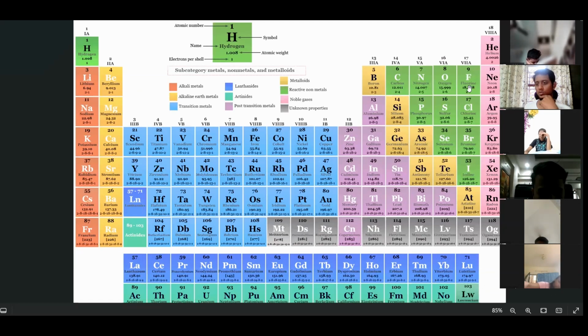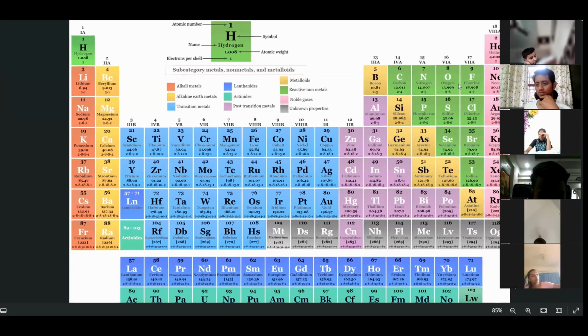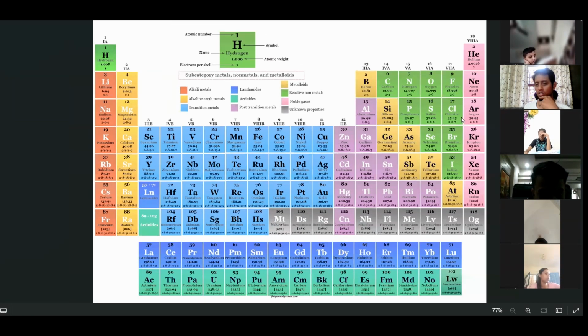Then going to group 7. Group 7: fluorine, chlorine, bromine, iodine, astatine. Till there. And then group 8: helium, neon, argon, krypton, xenon, and radon. So you have to memorize these elements in order.